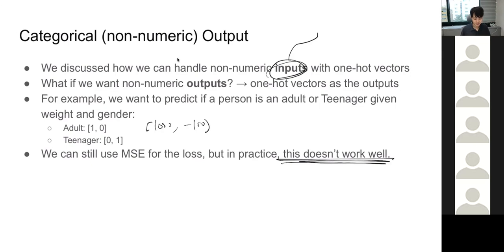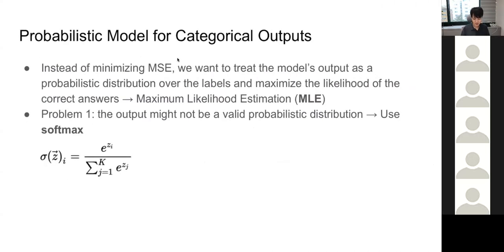So I was trying to motivate this in a difficult way, but I'll give you what is very common in the field, which is modeling the categorical outputs as a probabilistic model. Instead of minimizing MSE, we want to treat the model's output as a probabilistic distribution over the labels and maximize the likelihood of the correct answers. This is called maximum likelihood estimation, MLE.